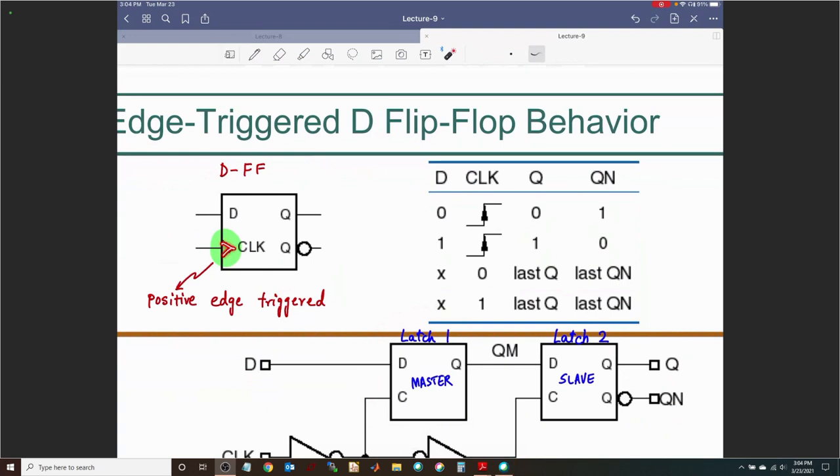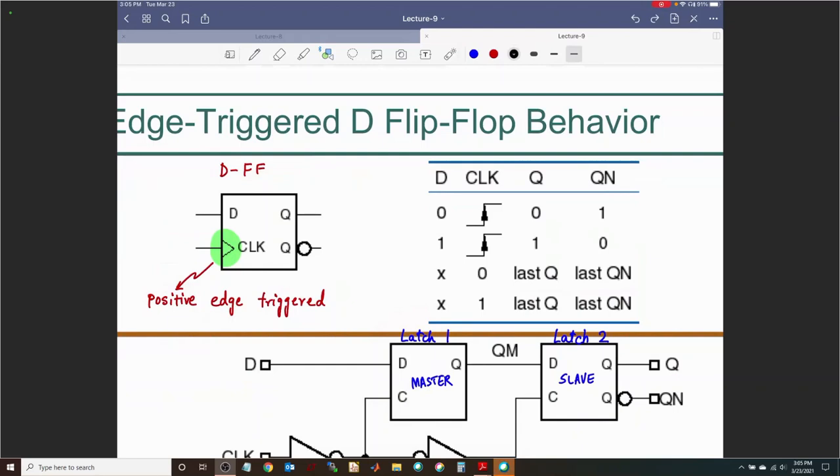The triangle tells you positive edge triggered. It's a D flip-flop, so it's a positive edge trigger D flip-flop. Now the question is, how would the symbol of a negative edge trigger D flip-flop look like? Well, you just put a bubble in front. And that would correspond to a negative edge trigger D flip-flop. That's right. But I'm not going to continue to leave that bubble there because of maybe confusion in the future. So I'm going to remove that. All right, so that's your symbol.